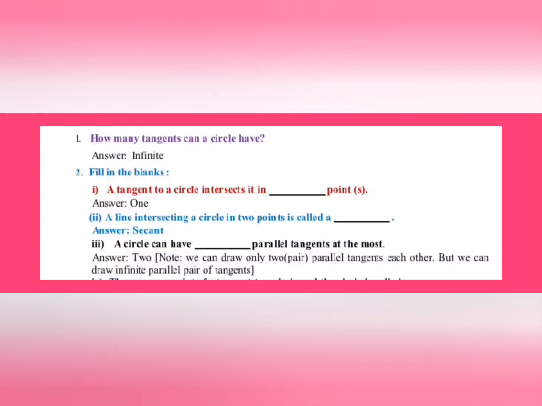Let us now check out a few fill in the blanks type questions. A tangent to a circle intersects it in dash points. So in how many points does a tangent intersect a circle? Only one point. So our answer is 1. Next, a line intersecting a circle in 2 points is called a secant. Next, a circle can have dash parallel tangents at the most. It can have only 2 parallel tangents. Any sides you can take, these two sides or the other two sides, any sides, 2 parallel tangents.